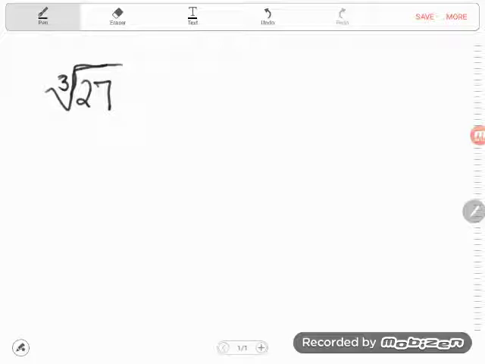This little index here, the number 3 inside of the radical, this is a radical, tells us that this is a cube root. So a lot of people are familiar with square roots. Like, for example, the square root of 16 is 4.